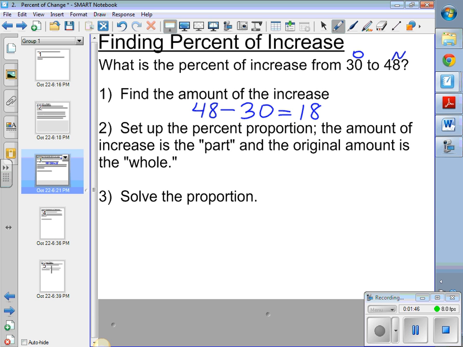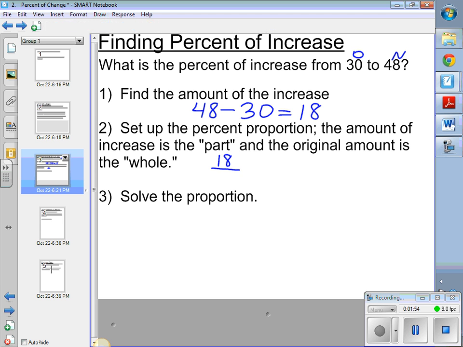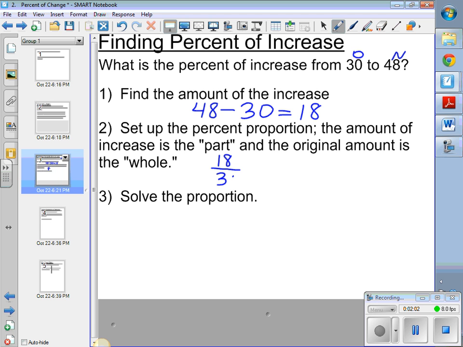So now we're going to set up a proportion. The increase is our part, because we're talking part over whole equals percent over 100. And then our original price is the 30. Our percent is the part we don't know, so instead of calling it percent, we're going to call it X. And it's over 100. So now we're going to solve that.